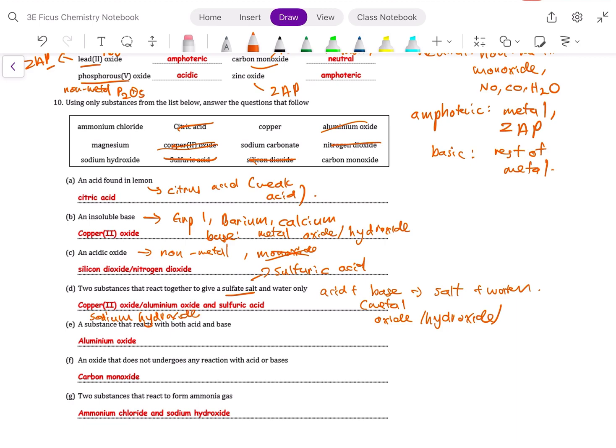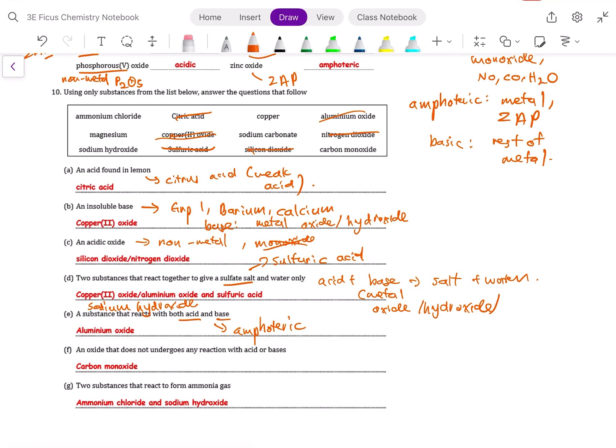Then a substance that reacts with acid and base. This one is amphoteric lah. Some of my students last time, don't quote me okay, they remember it as bisexual. This one, I don't know why. Then an oxide that does not undergo any reaction. So this one is neutral. Neutral means it must be a non-metal monoxide.